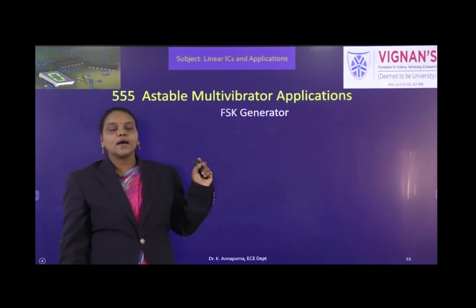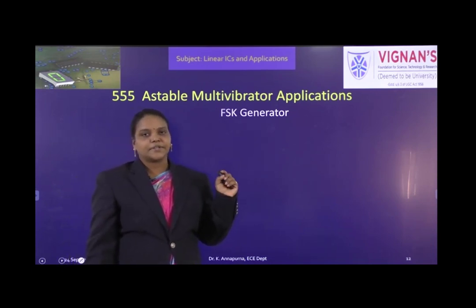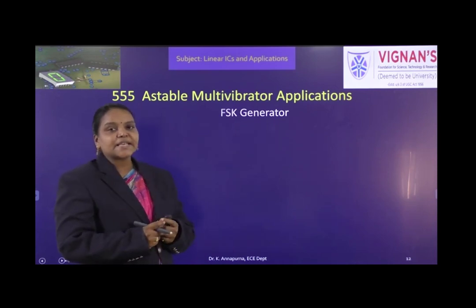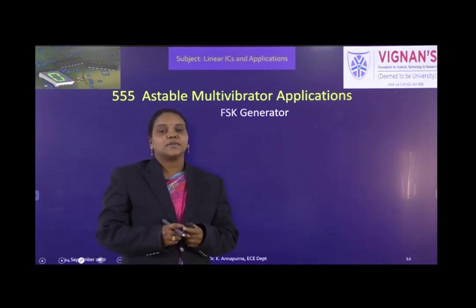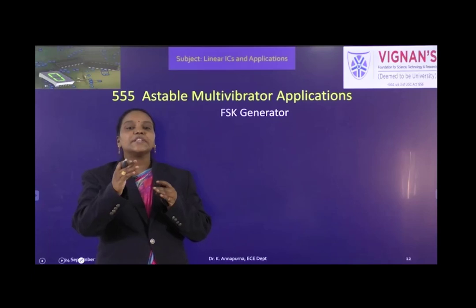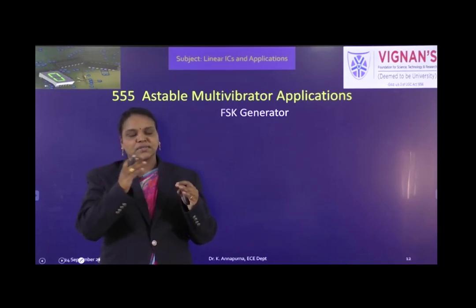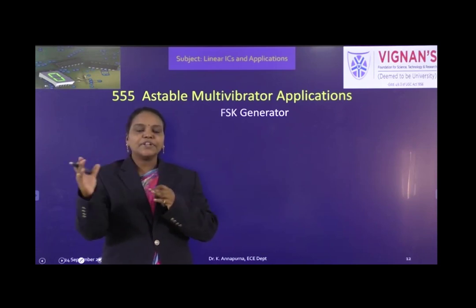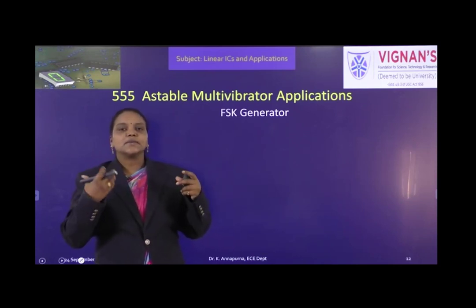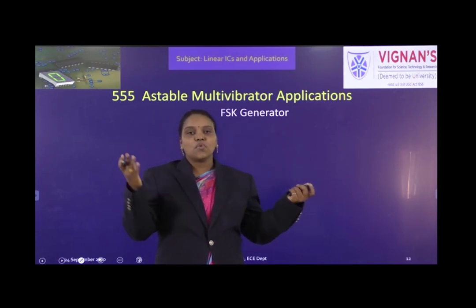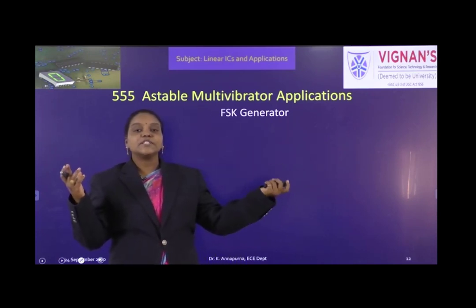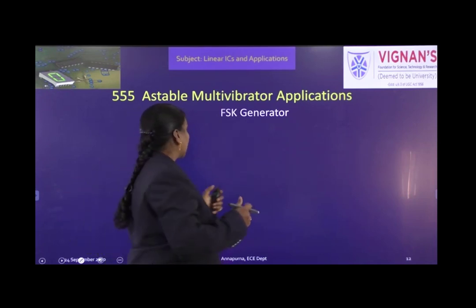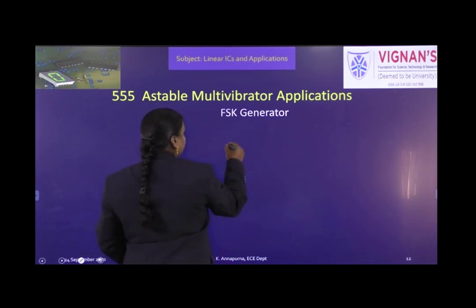Okay, now let us see the applications of astable multivibrator. So the first application is FSK generator. FSK means frequency shift keying. Frequency shift keying means it shifts between two frequencies. In teletypewriter, 1070 Hz and 1270 Hz. Between those two frequencies, that is, in binary, if input is 0, one frequency; if input is 1, the other frequency. So like that it will shift. So coming to the diagram.